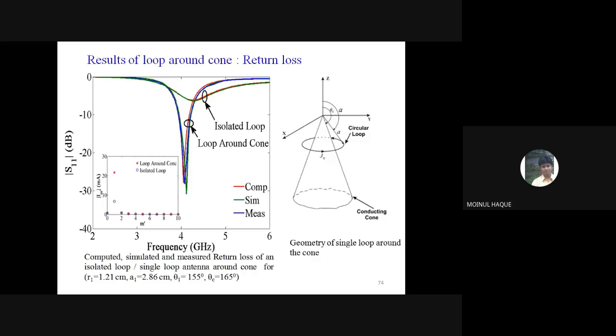So, the return loss result of the loop around the cone. Please mention whether it is visible to you or not. Yes, sir. Visible.